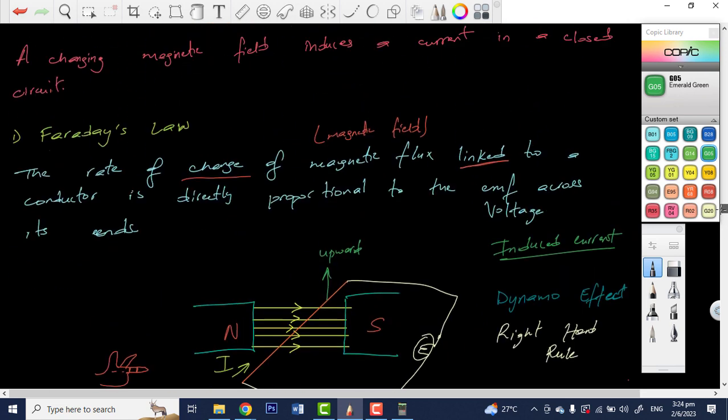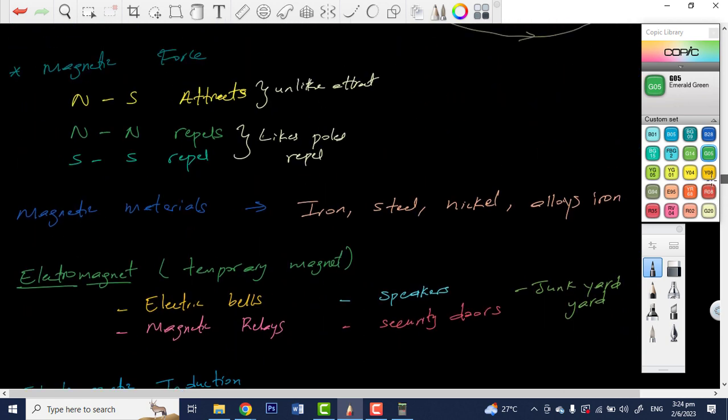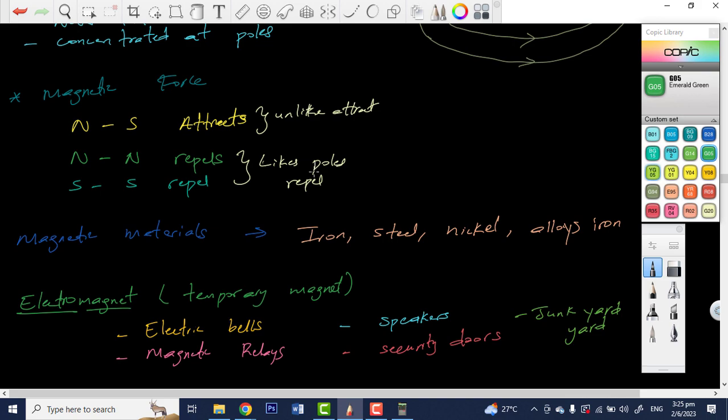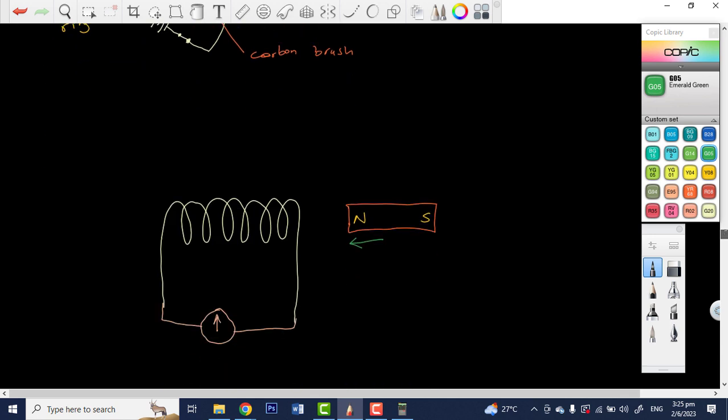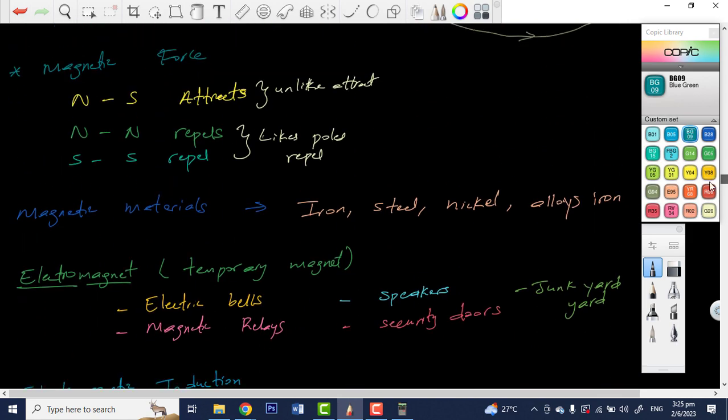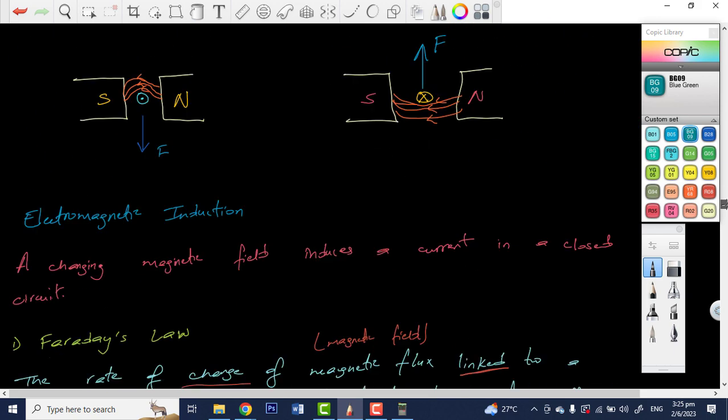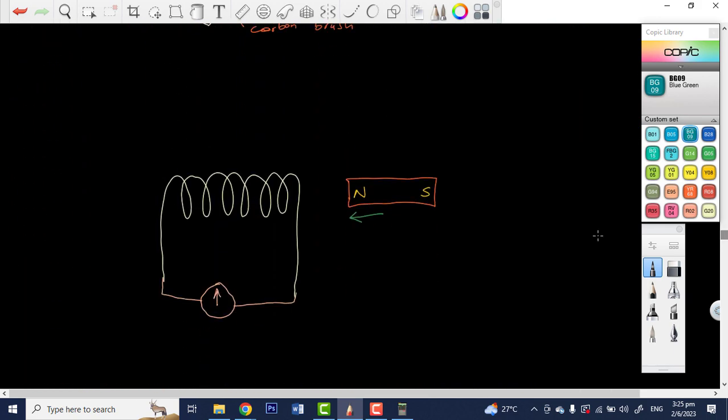Now, if the current is flowing to oppose this bar magnet, remember, we said that like poles repel. So the current will flow in such a way that it will repel the bar magnet. If we have the north pole going in, what must be here to repel this north pole? Not south pole. North pole, because north and north will repel. So the current will flow such that we have a north pole right here.